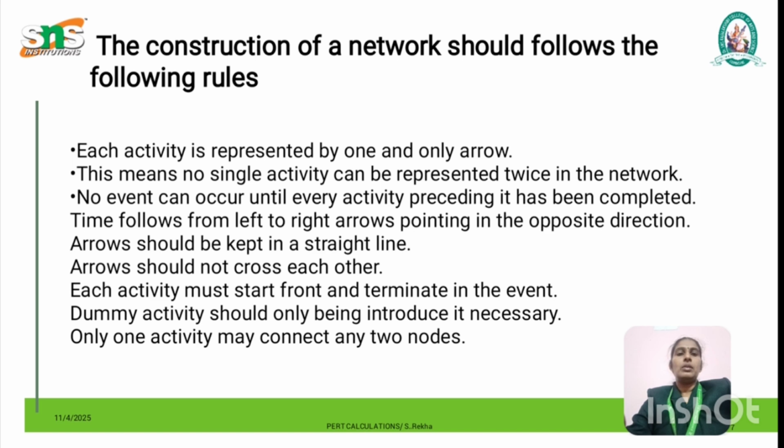Then each activity must start from the front and terminate at the end. And also a dummy activity should only be introduced if necessary. Only one activity may connect two nodes. This rule set is what we call the Fulkerson rule. The Fulkerson rule helps us to identify the network and also construct the network. So for any problem, if you want to construct the network, first of all we have to follow these network rules, and only then construct the network.